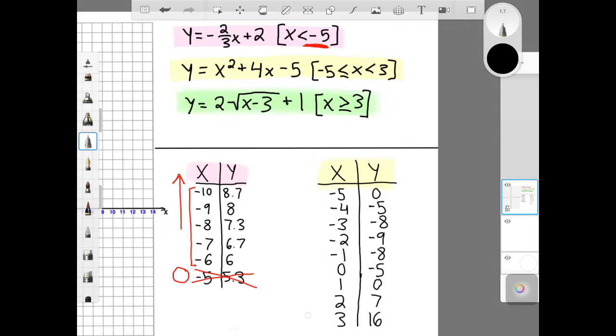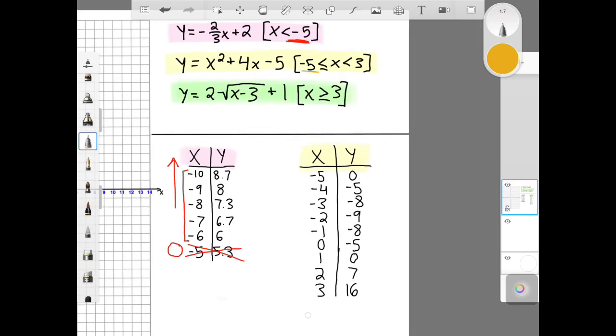Then I look back at the inequality in the bracket and I notice that the first inequality sign is less than or equal to. Whenever the inequality has a line under it, you graph it with a closed circle. So now I know that I need to plot the point negative 5, 0 with a closed circle. The second inequality sign, however, is different. It doesn't have a line underneath it, so I know that I need to graph the point 3, 16 with an open circle.